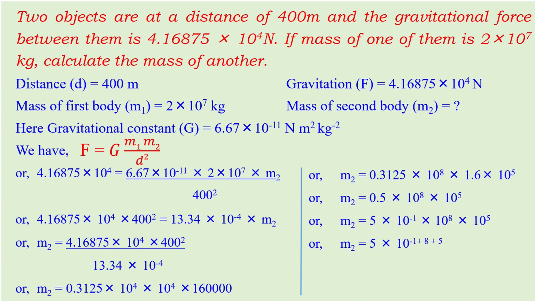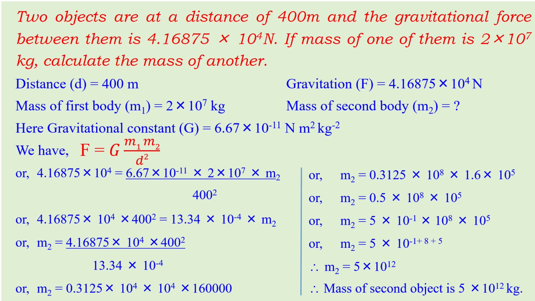M2 is equal to 5 into 10 to the power minus 1 plus 8 plus 5, it gives what? 5 into 10 to the power 12. Therefore we can say that the mass of the second object is 5 into 10 to the power 12 kg. This way we can solve the numerical problem, and we are using our concept of powers of 10.